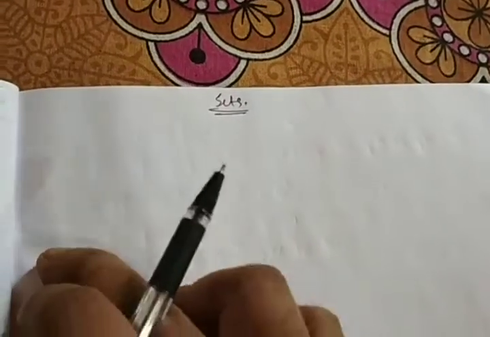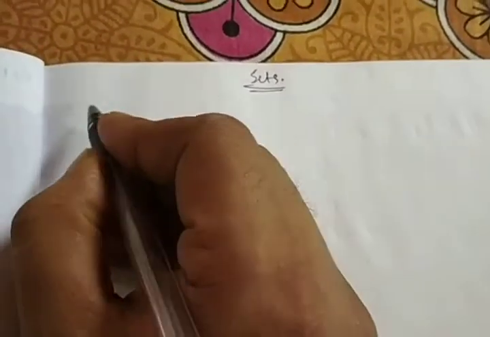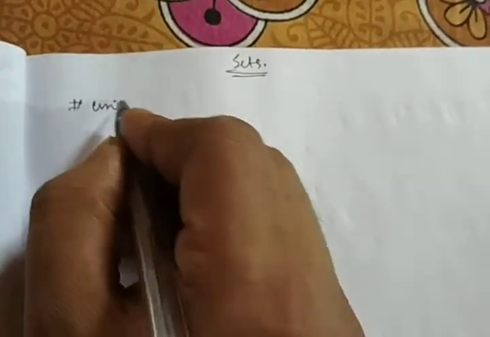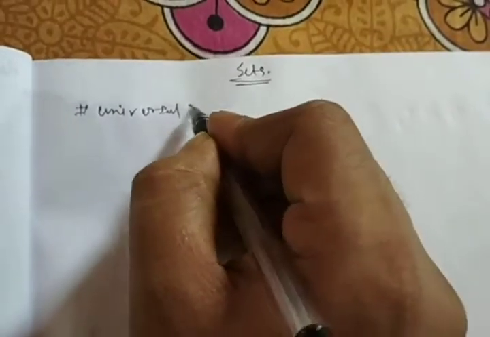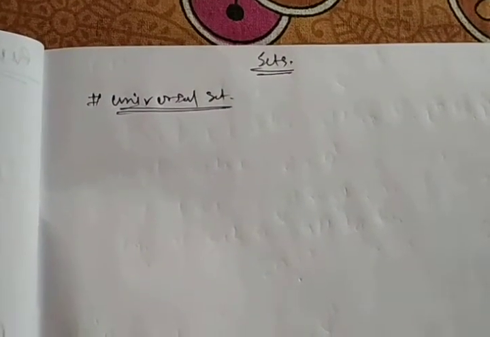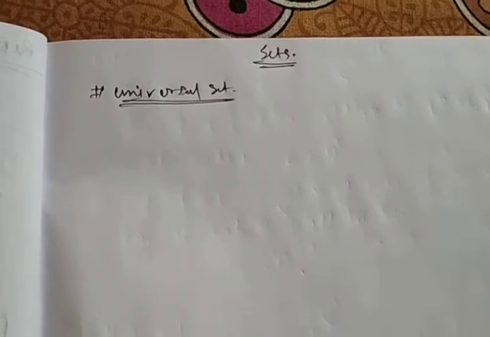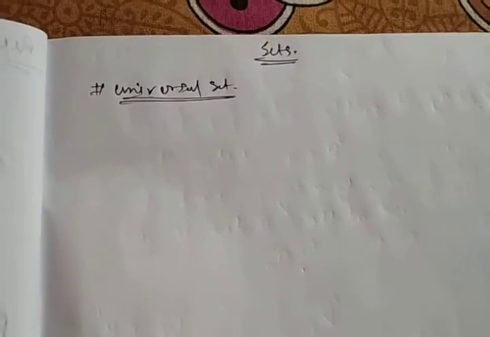Today we will learn some operations of sets. To learn some operations of sets, first we have to learn the universal set. Now, what is the universal set? The universal set is a certain set which is fixed in a particular context.